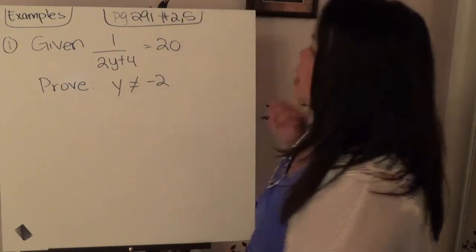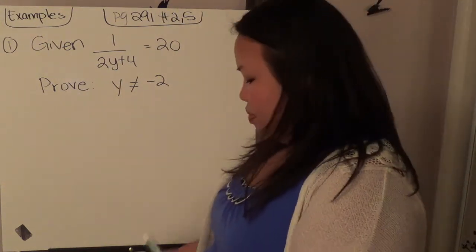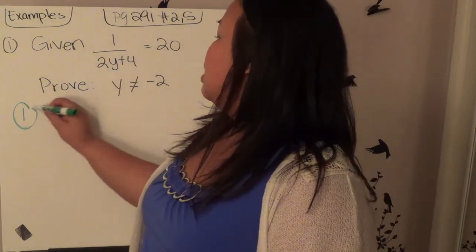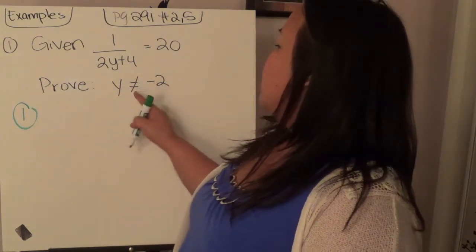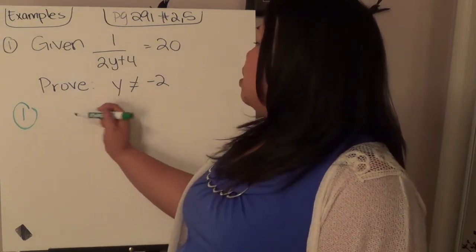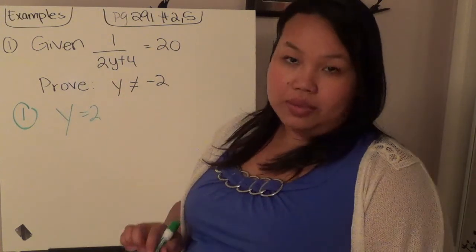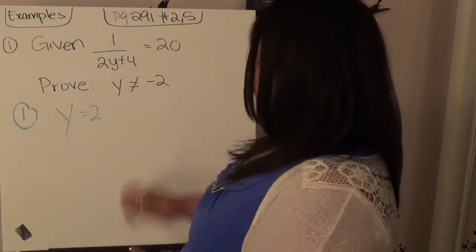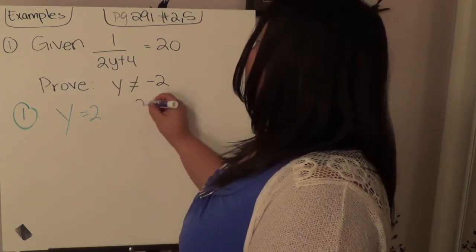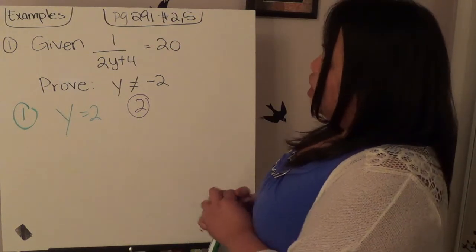Okay, so basically here's our given and here's our prove. Our first step is to assume the conclusion is false. So our first step is to take this and we're going to change it. Because y does not equal -2, then the opposite is y equals -2, right? Our next step, step number 2, would be to use this and prove that this is false.